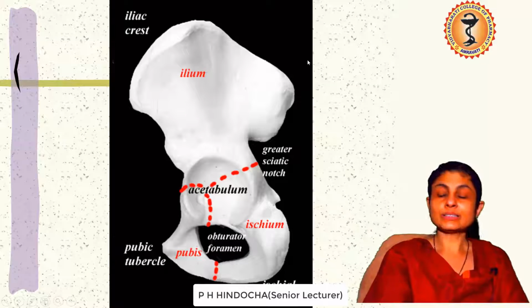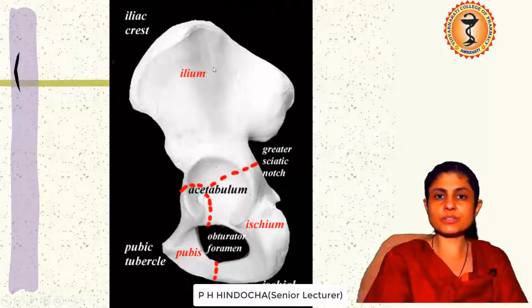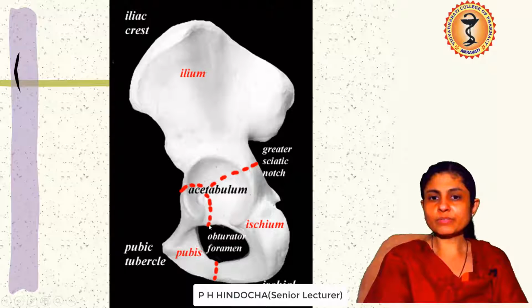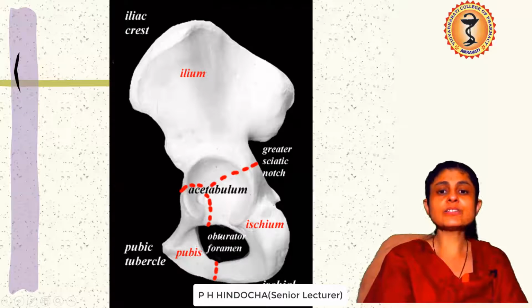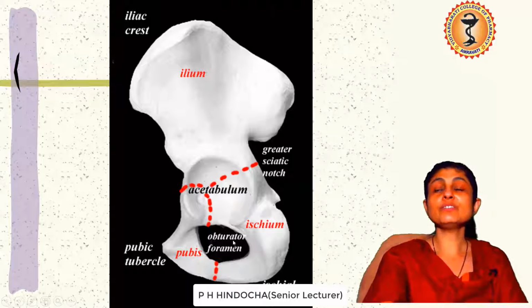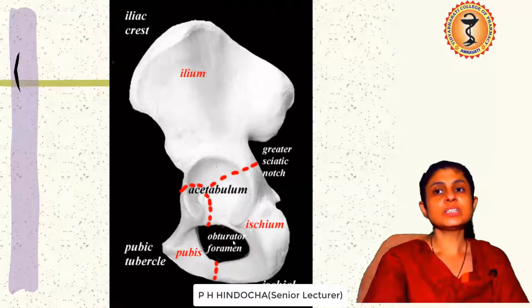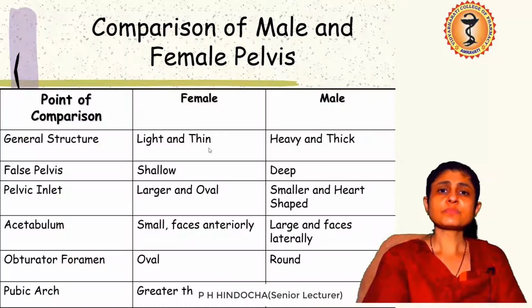So greater or false pelvis is at the upper end, and lesser or true pelvis is at the lower end. If you magnify a single hip bone, this is how it is prominently seen. Iliac crest is the outer layer, ilium the uppermost part, ischium the middle part, and pubis the lower one. This, as we saw, was the acetabulum into which the femur gets attached, and this one is the obturator foramen, a large opening from which muscles, blood vessels, and nerves will pass.